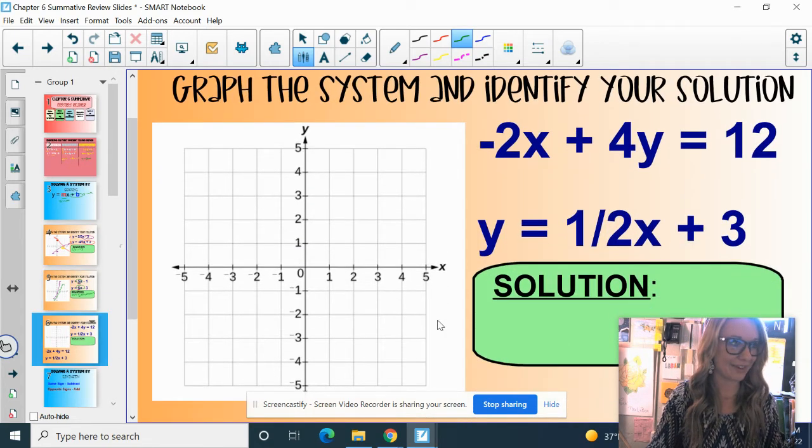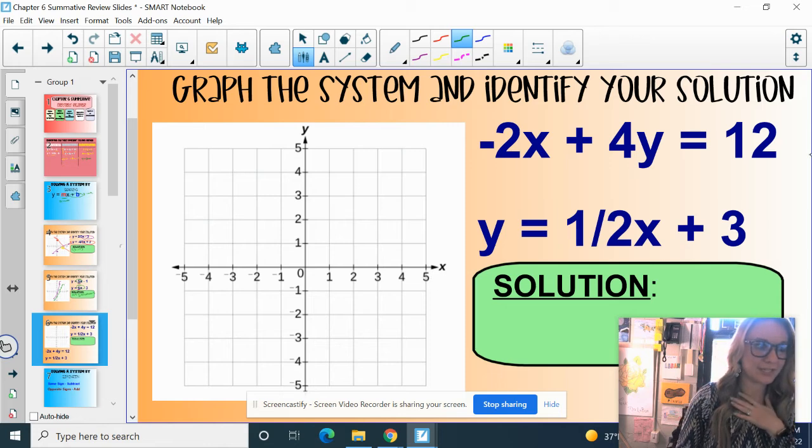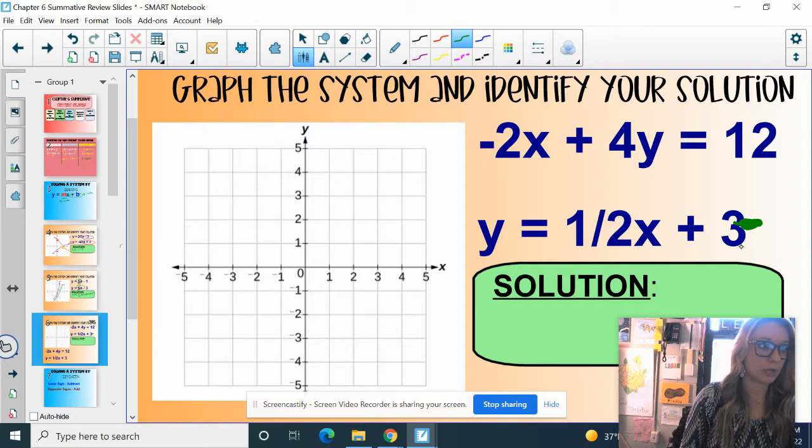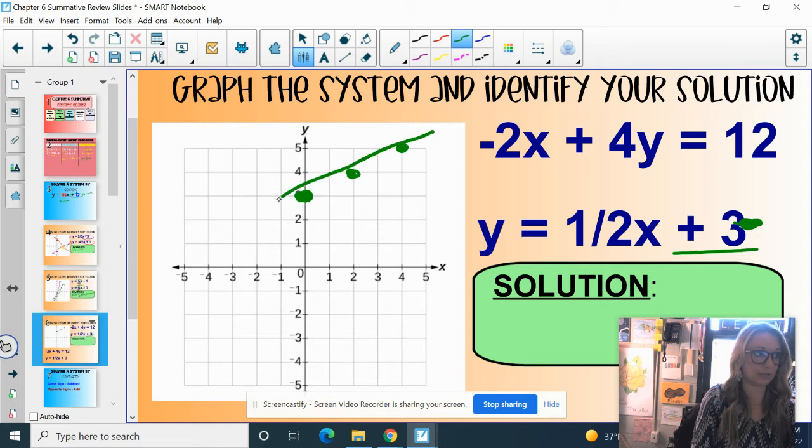Okay, lastly for graphing. When you look at this system, this one right here is okay in slope-intercept form. This one, though, we're going to have to mess around with to put it into slope-intercept so that we're ready to graph. But let's do our second line first. I'm going to start with +3. And if my slope is 1/2, I'm going to go up 1 over 2, up 1 over 2, and connect.